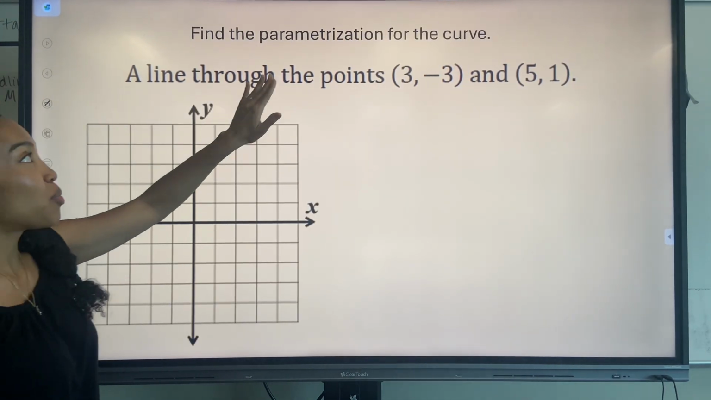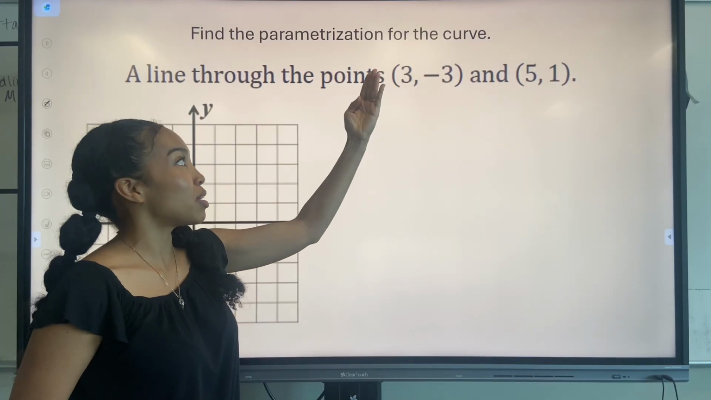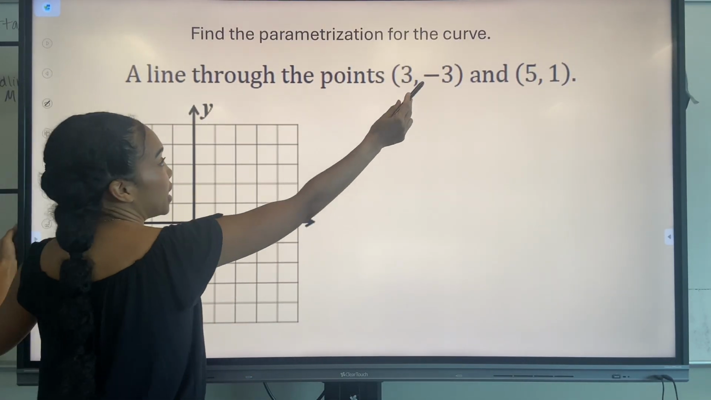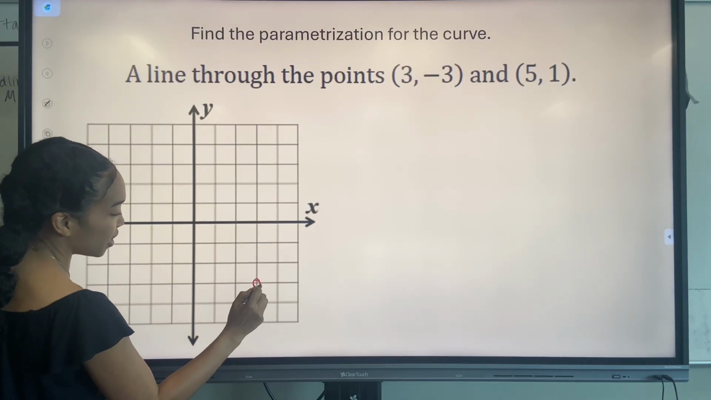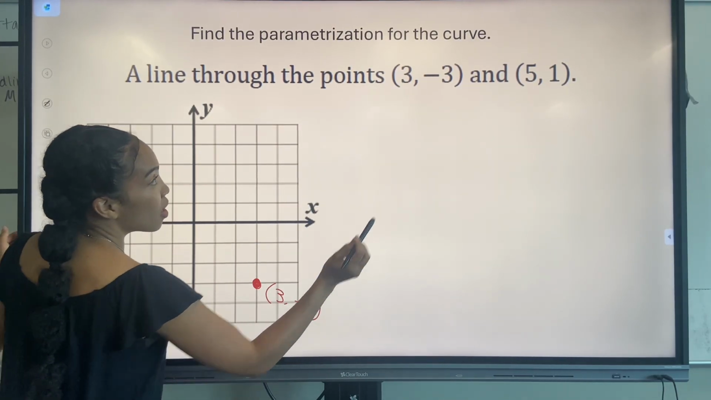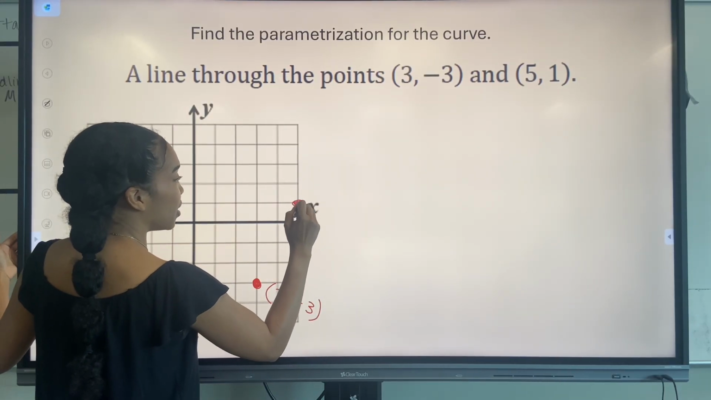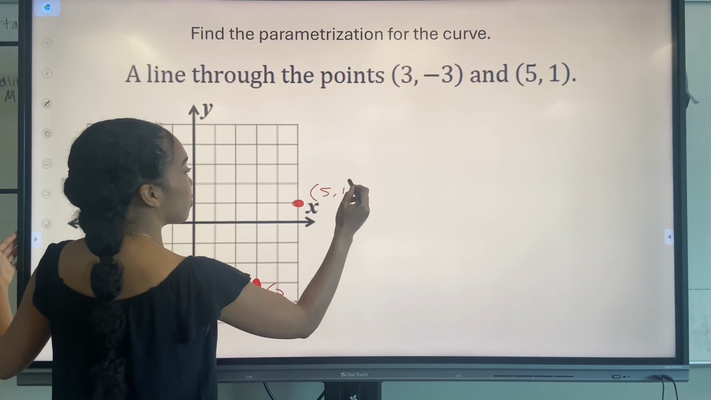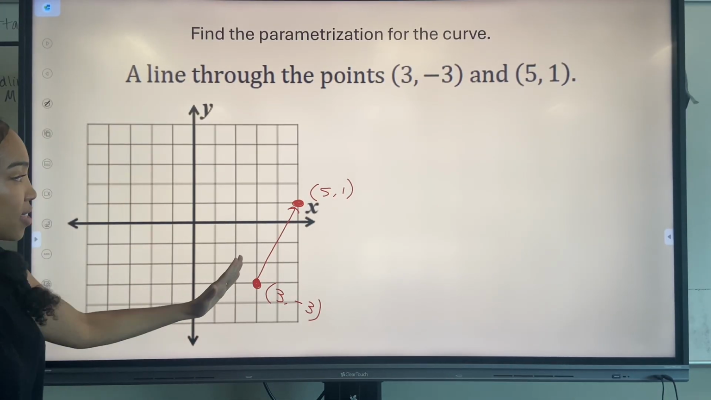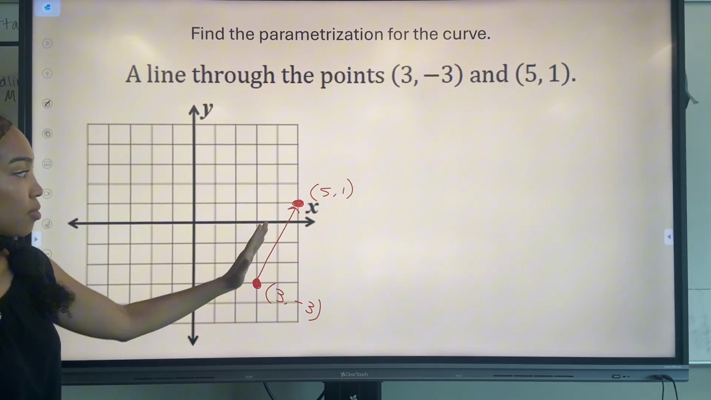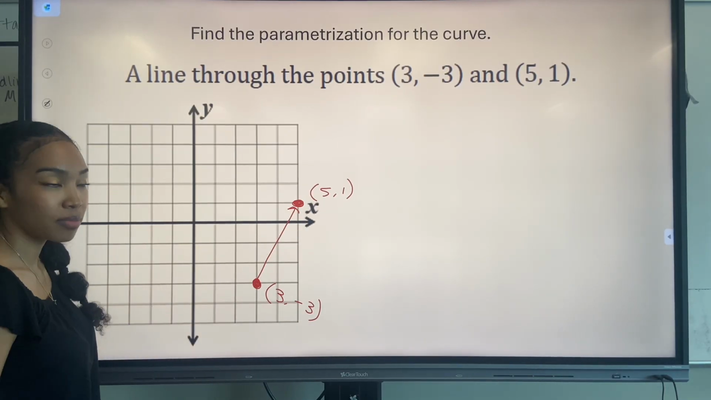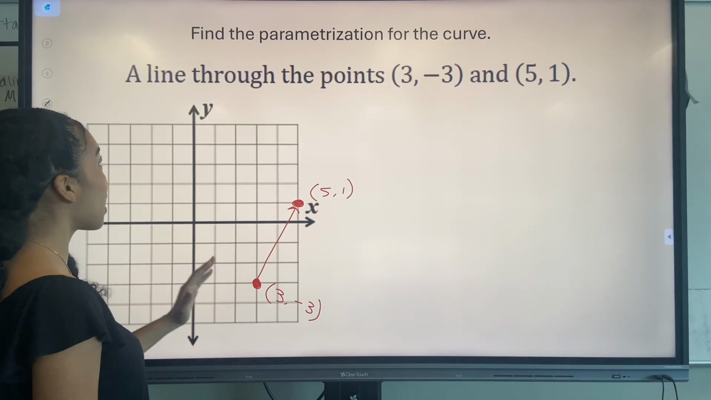So now I'm going to find the parametrization for the curve. I'm given 2 points. I have the point (3, -3) right here, and I have the point (5, 1) right here. I want to know what this line is. What is the line that goes from (3, -3) to (5, 1)? What is this vector, this line?